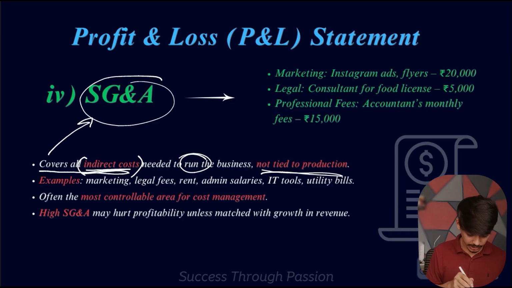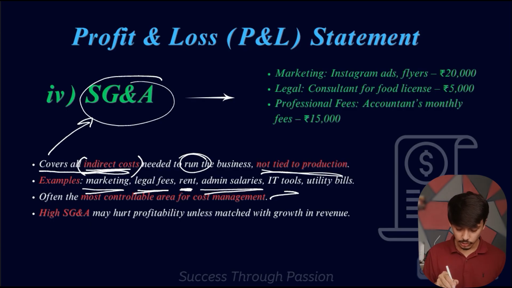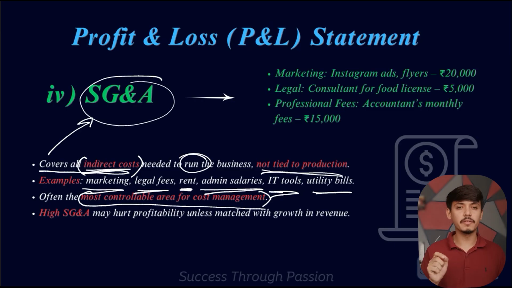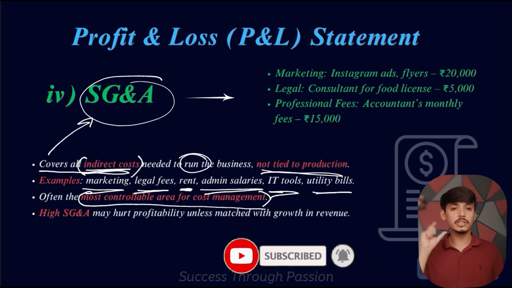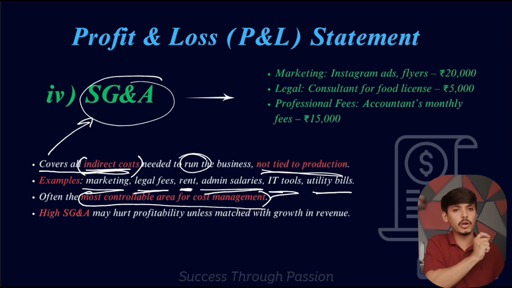The examples of SG&A could be marketing, legal fees, rent that you are paying, the admin salaries, IT tools, utility bills that you are incurring for running the business and not the production. It is often the most controllable area for cost management. Whenever a company goes into loss making, the first element that they try to reduce on the expense side is SG&A, because the COGS, which is directly tied to production, cannot be reduced at a very high level, or else your production will directly reduce.